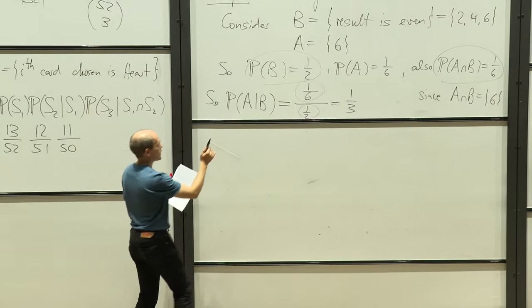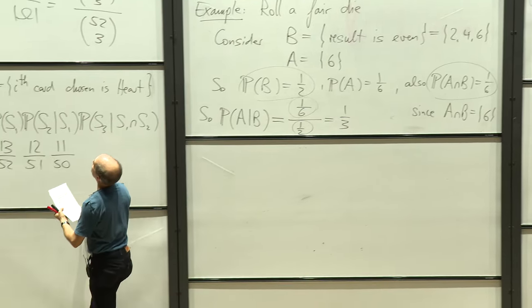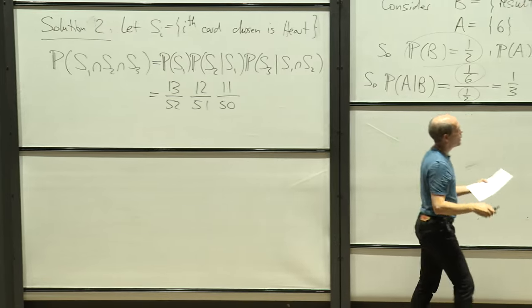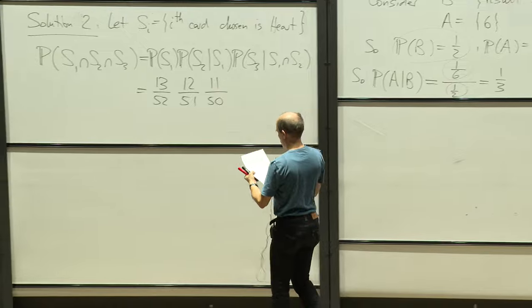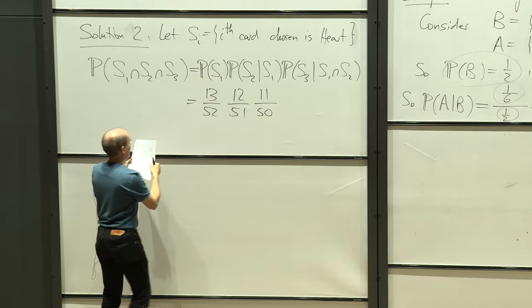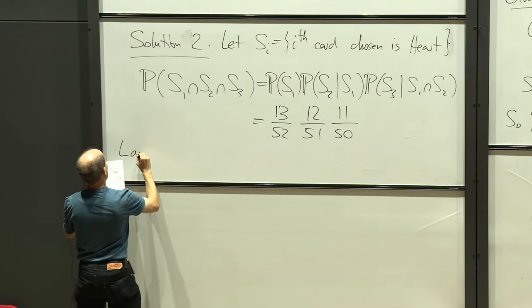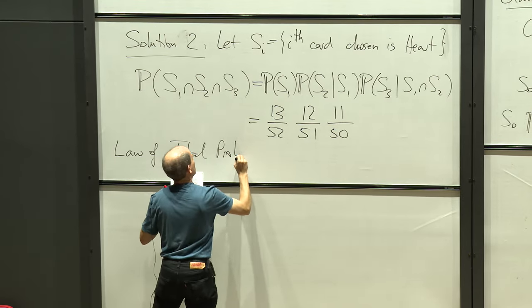Well, let's do the general case. So where was I? On the left. This is full. No, right. I think my board management is not quite working out here. I think that example I have to sacrifice. So let me start the law of total probability here.